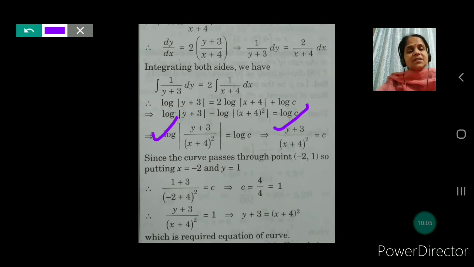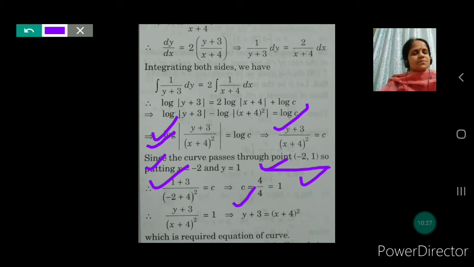Now it is given in the question, since the curve passes through the point (-2, 1), putting x is equal to -2 and y is equal to 1, and then solve. You will get, student, c is equal to 1. Okay, so the required curve is y plus 3 is equal to (x plus 4) whole square.